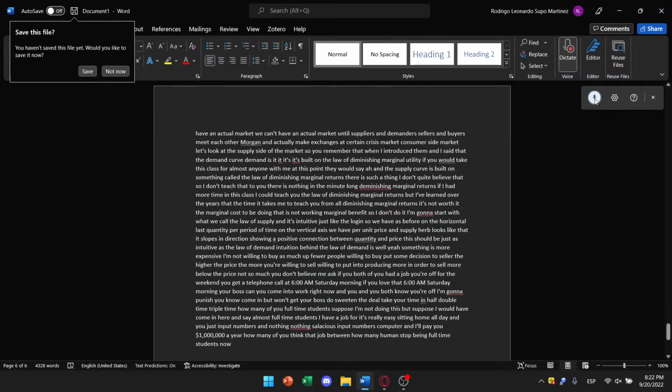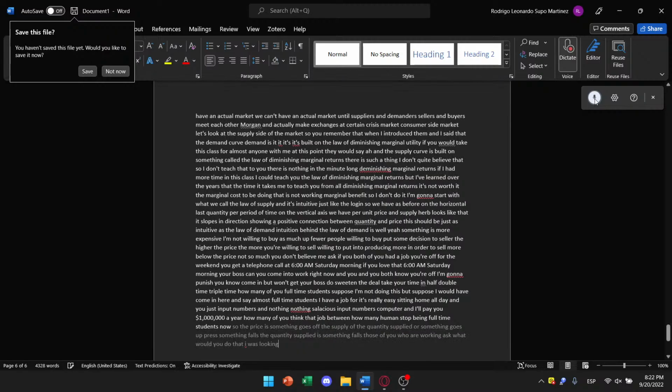Okay. So the price of something goes up, the quantity supplied of something goes up. The price of something falls, the quantity supplied of something falls. Those of you who are working, ask what would you do? Not how would you love your job if you went in and your boss says, I know you love this job so much, I'm cutting your wage to 10 cents an hour. You quit. You're not going to keep working at that wage.